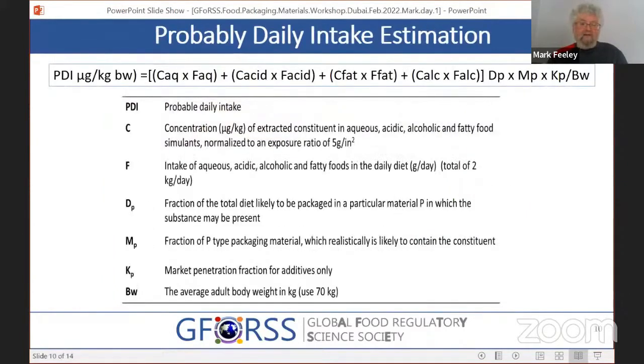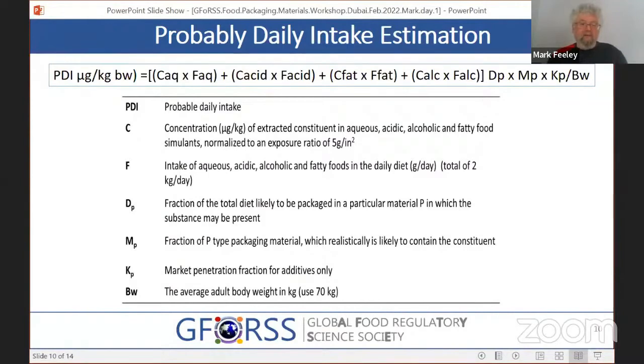And the migration conditions are all set up as being relatively standard. As previously mentioned, there are acceptable migrants that you can provide as coming from simulants. And these simulants are usually easier to use than actually applying the food under real life conditions, where you're actually putting the food in the packaging material and analyzing the food.